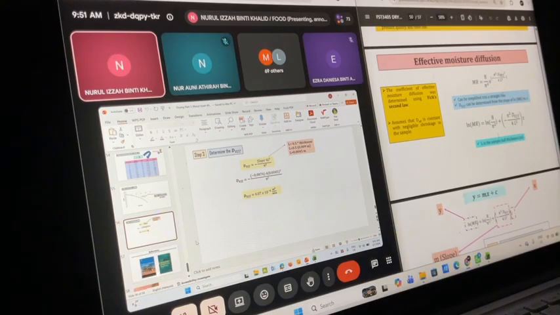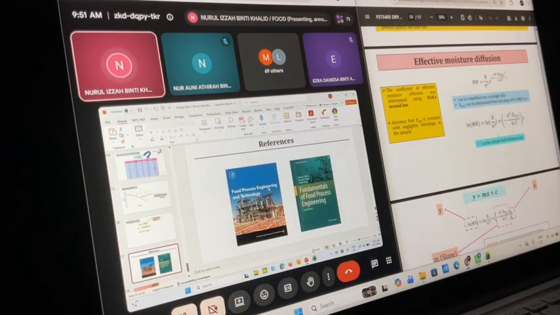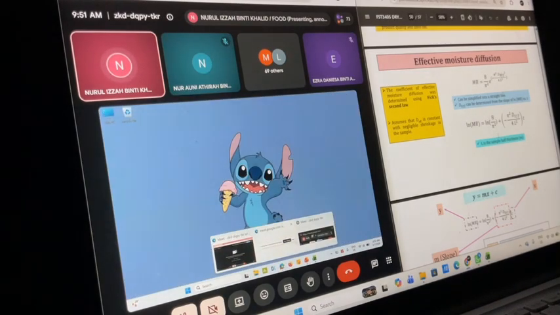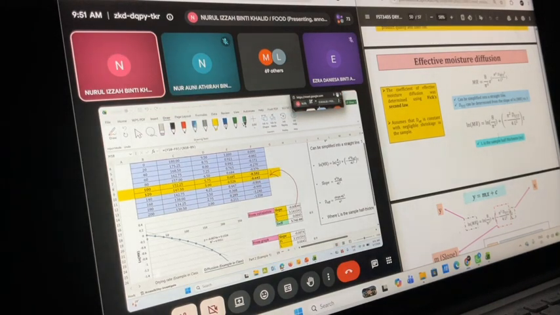So this is the book that I use for our class. If you have any question or you want to refer, you can refer to the book. Do you have any question related to this example here?